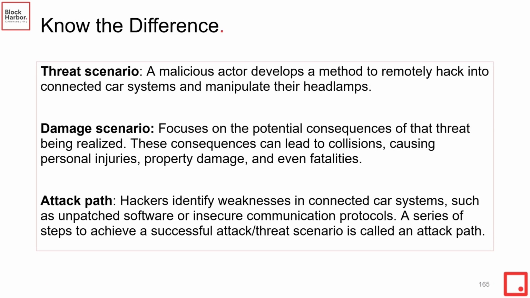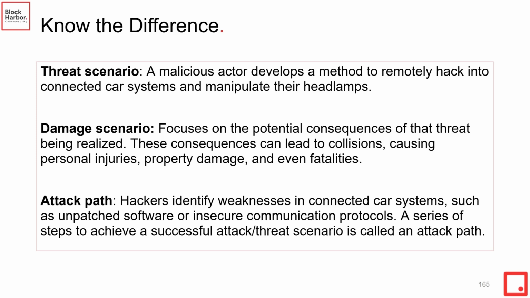Up until now, we have talked about damage scenarios, threat scenarios, which include our STRIDE threats, and attack paths. We must know the difference between each. So to quickly recap, an attack path is a series of steps to achieve a successful attack threat scenario. A threat scenario focuses on how a malicious actor might compromise a system, while a damage scenario zeroes in on the potential consequences of that compromise. For example, a threat scenario might involve an attacker hacking into a vehicle's headlamp system. The damage scenario, however, would describe the resulting collision risk due to loss of visibility.